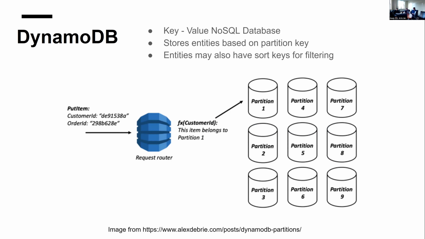Again, we went with DynamoDB. It's a key-value NoSQL database that stores entities based on partition keys. In this example that we have here, you can see that put item, its partition key is its customer ID, which is then hashed, and based off of that hashed partition ID, the data is then stored within one of the partitions, in this case being partition 1.